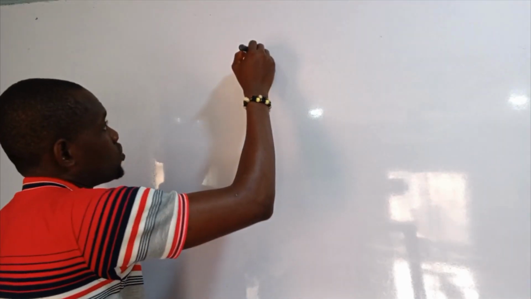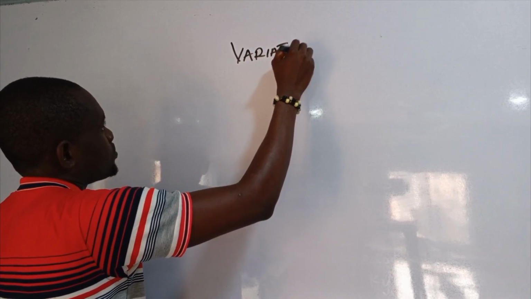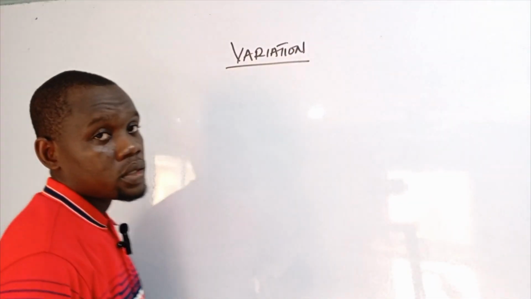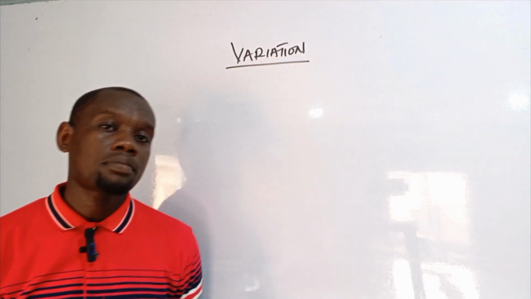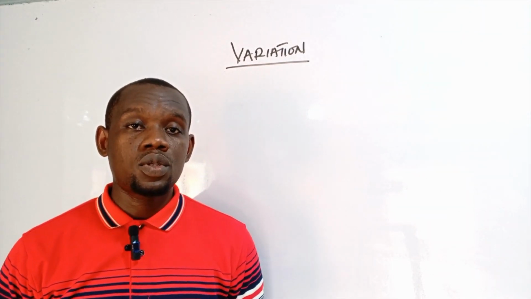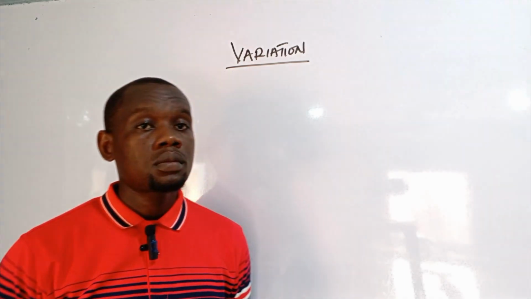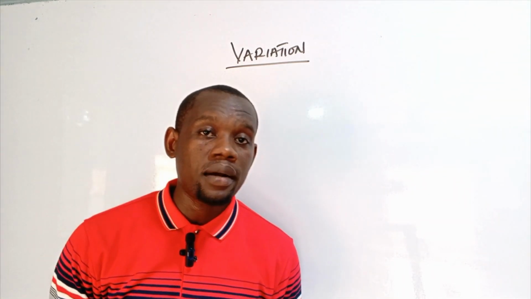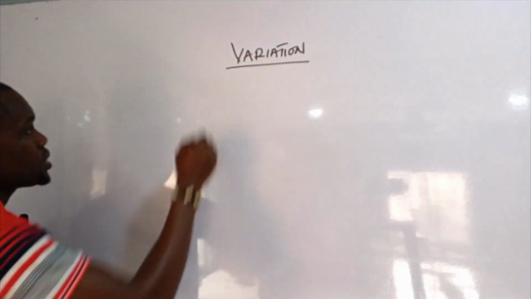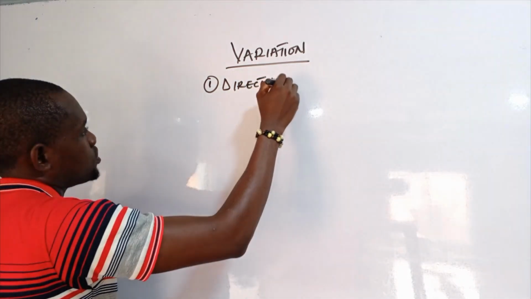Today we are going to discuss a very interesting topic in mathematics, and the topic is known as variation. Now, what is variation? Variation is a mathematical expression that shows the relationship that exists between two quantities or two variables. And that will now lead us into discussing the types of variations that we have. The first we shall look at is known as a direct variation.